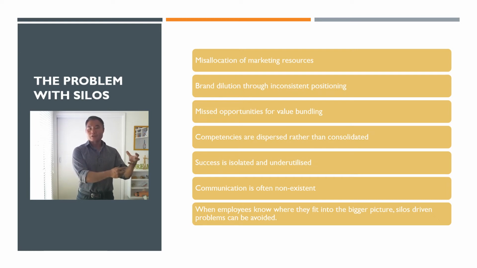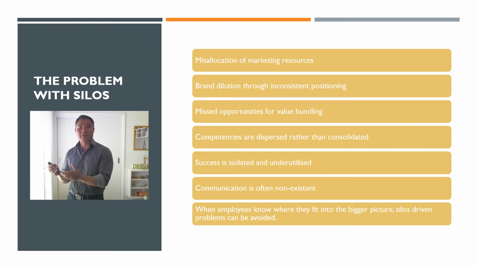You don't want them to be the golden child because you like the fact that the CEO thinks that your brand is really cool and it's their flagship brand. Why would you give any of that advantage to another department, even within the same organization? So you can see how company politics start to creep in, and it's actually degrading the full potential of the organization simply because of the way departments are organized in silos. Communication is often non-existent. I kind of covered that already. And when employees know where they fit in to the bigger picture, then some of these silo-driven problems can be avoided.